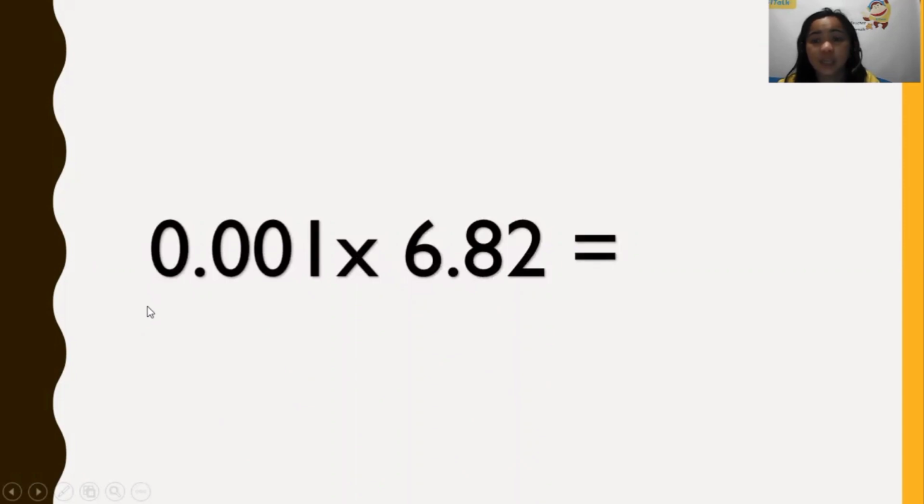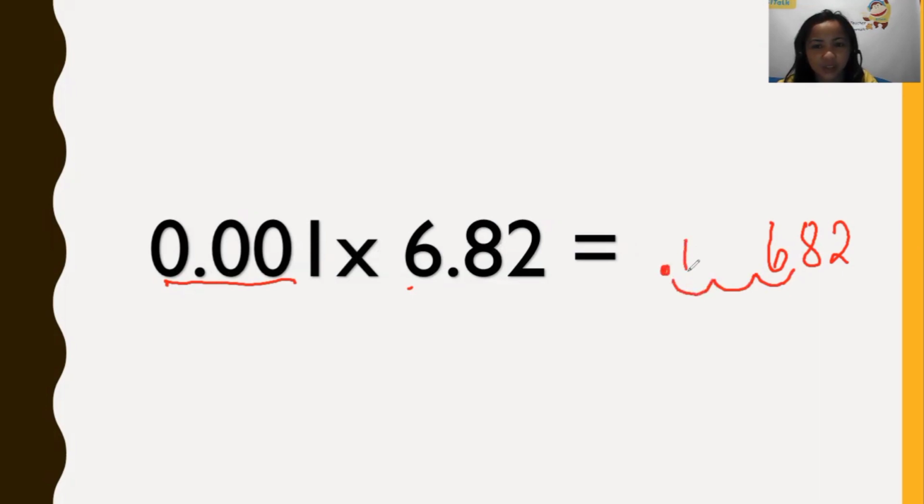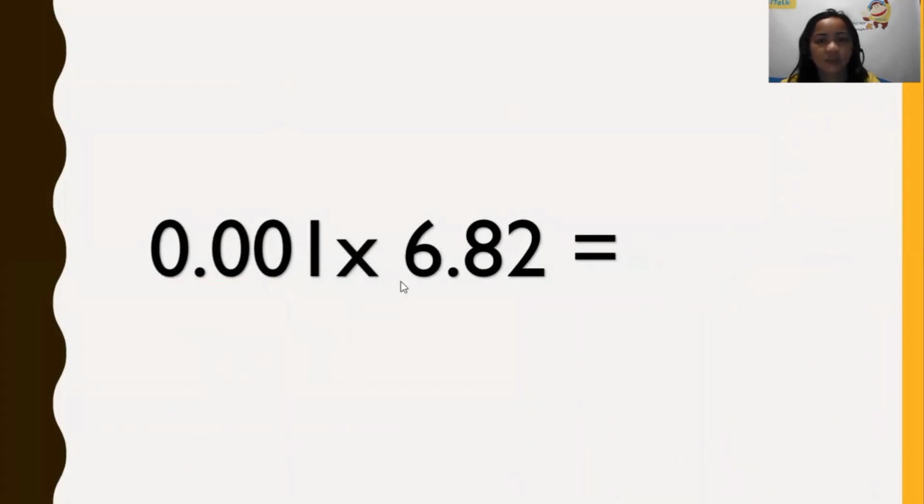Let's have another example. 1,000ths times 6 and 82 hundredths. Now here, we have 3 zeros to the left. Tingnan natin. Gayahin natin yung given, 6, 8, 2. From here, 1, 2, 3. Lagyan natin ng place holder. Isa pang 0. So, the answer is 682 hundred-thousandths. That is the answer.